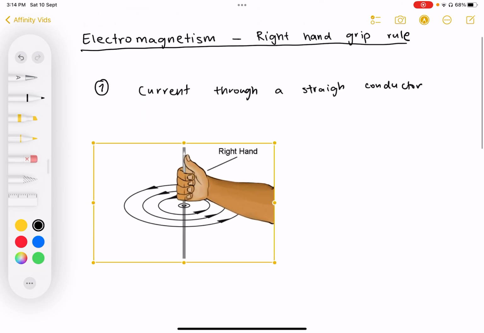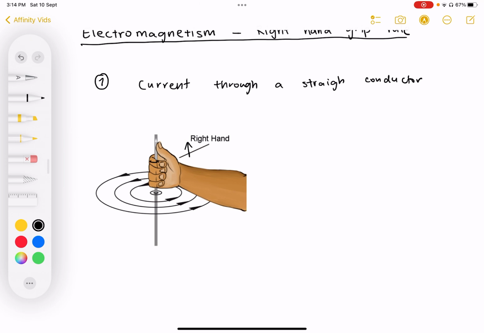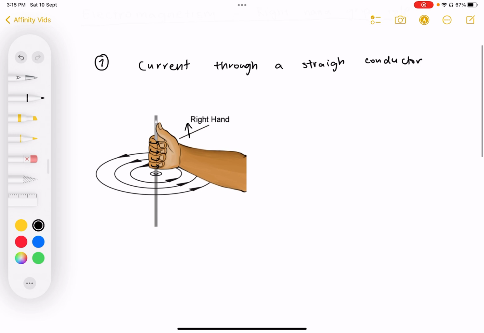Let's make this a little bit bigger. Our thumb over here is going to represent the straight wire, and specifically the direction that our thumb is pointing represents the direction of the current. The four fingers we have over here are going to show the direction of our magnetic field, as you can see over here. And when we hold it up in a thumbs up position, we can either have our thumb going up or thumb going down. And that's going to tell us what that magnetic field direction is when we have the current going in that direction.